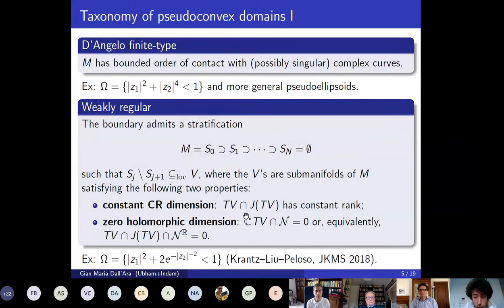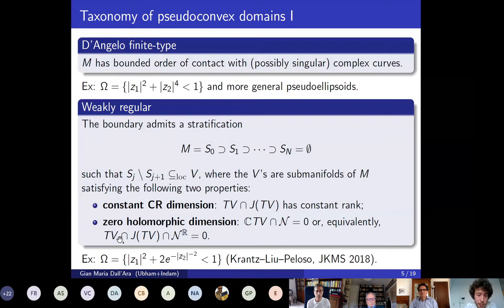And the second key property is that the complexified tangent bundle to V should be transversal to the Levi null distribution. In other words, in real terms, inside the real tangent bundle of M, the real null distribution of the Levi form should be transversal to the maximal complex subspace contained in the tangent space to V. Okay, this is a condition called zero holomorphic dimension, which will appear again later.